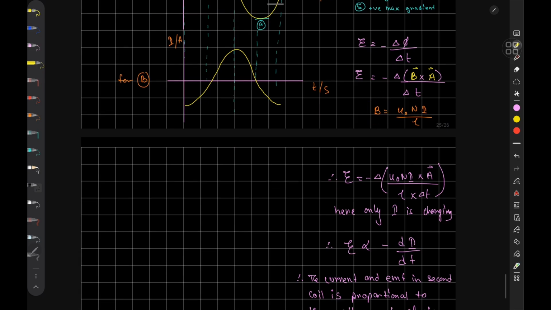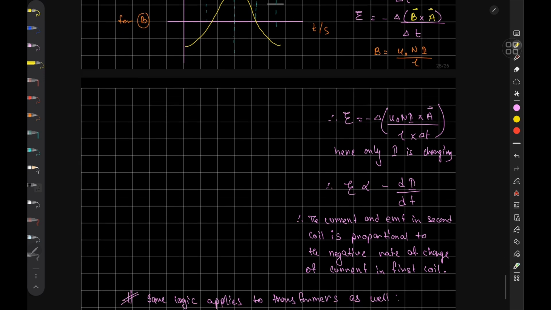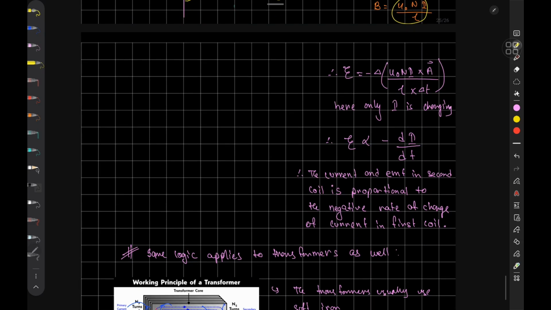Anyways, ultimately what is B? This formula you don't know and you don't need to know. If they want you to work with it, they'll give it to you. So it is permeability times number of turns of coil times current divided by length. Great. So I include this into the formula, and what do I have ultimately? Let's see. I have this great expression and the normal vector divided by del t.